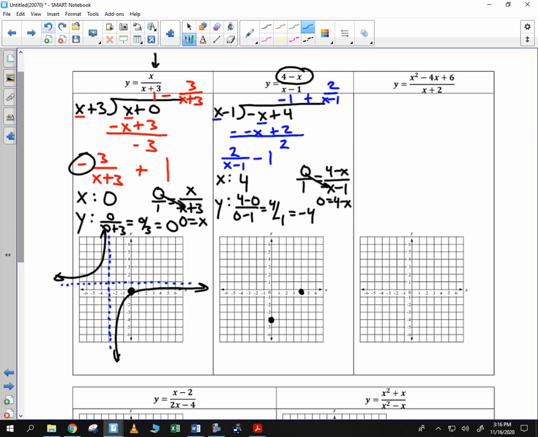So that means a horizontal shift to the right 1 unit, and then a shift down 1 unit. And then we can go through those points.